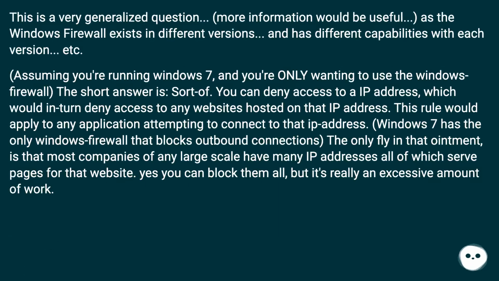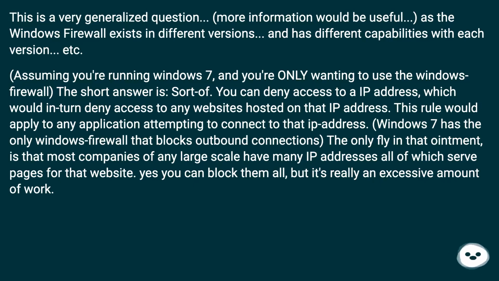This is a very generalized question. More information would be useful, as the Windows Firewall exists in different versions and has different capabilities with each version, etc. Assuming you're running Windows 7 and you're only wanting to use the Windows Firewall, the short answer is, sort of, you can deny access to an IP address, which would in turn deny access to any websites hosted on that IP address. This rule would apply to any application attempting to connect to that IP address.